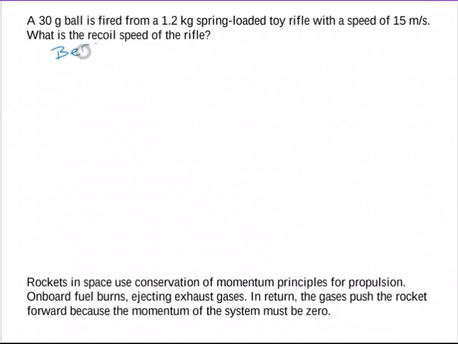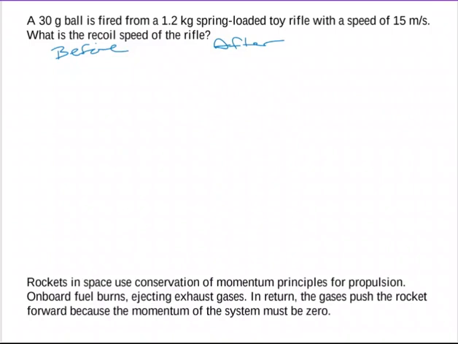So before, after. What do we know? You just got a gun sitting there. I don't need to draw a picture. Let's just label everything the way we want. What do we know? We know the mass of the rifle, it's 1.2 kilograms.